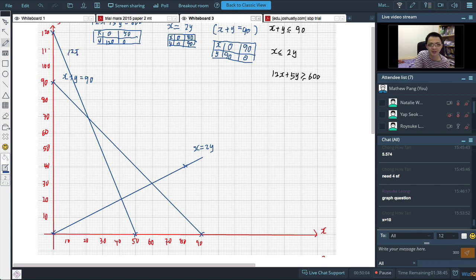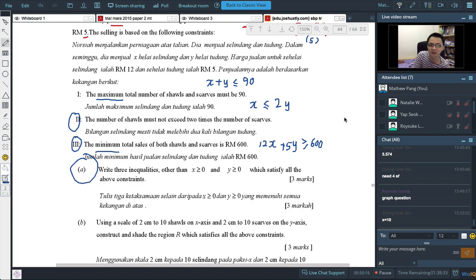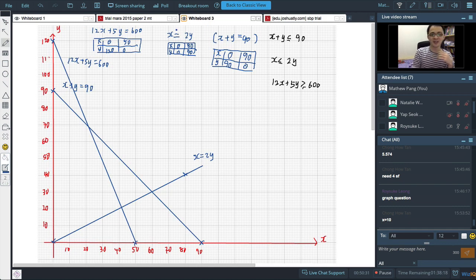After I got all this, I need to shade the region. So you need to understand what the question is trying to find. It asks you to use a scale on the x-axis and y-axis and shade the region R, which satisfies all the above constraints. When we shade the region, we need to pay attention to the y value only. No matter whether I say less than or more than, I only care about the y value, not the x value. This is something you must pay attention to.